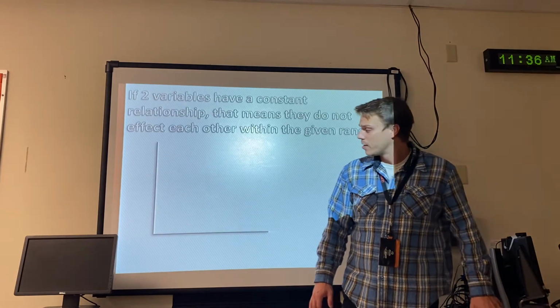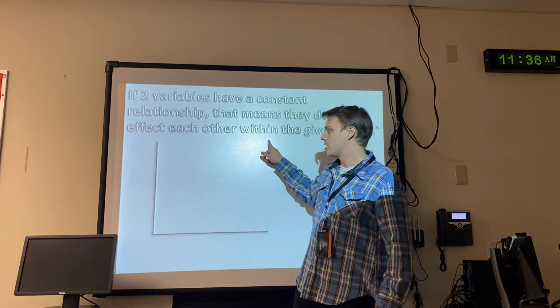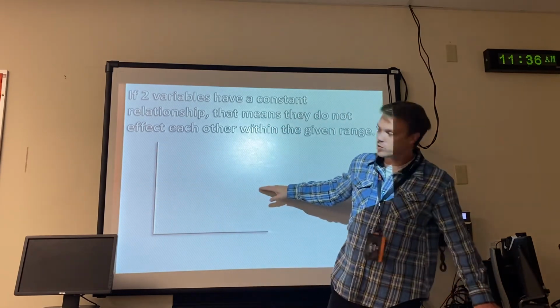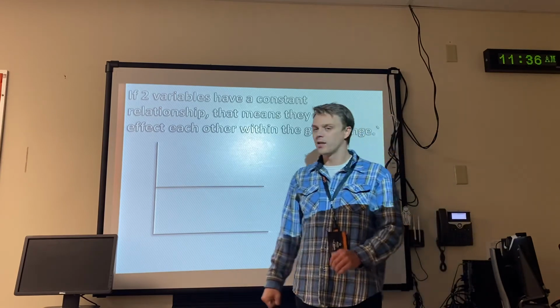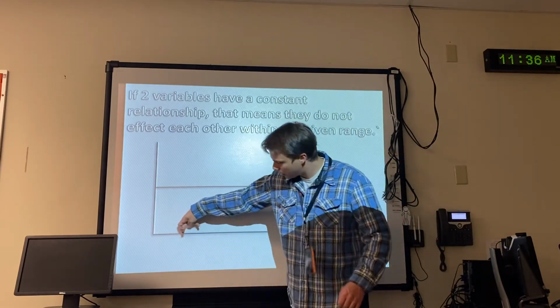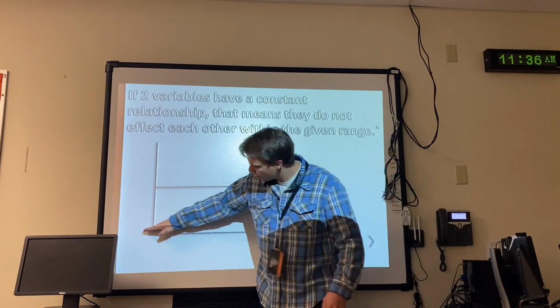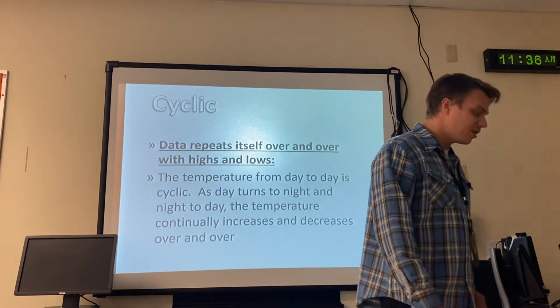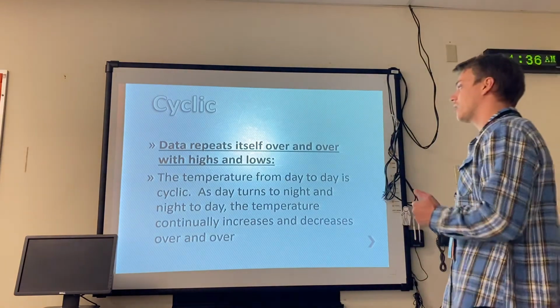This graph isn't going to be an up, it isn't going to be a down, it's just going to be a line that comes straight across. All right? Because as something changes, as something goes on, this number doesn't change. It remains constant. And then the final thing is a cyclic relationship.